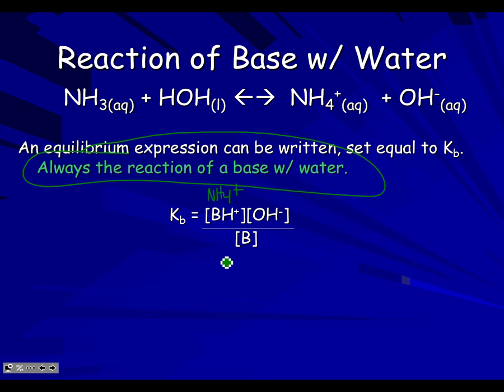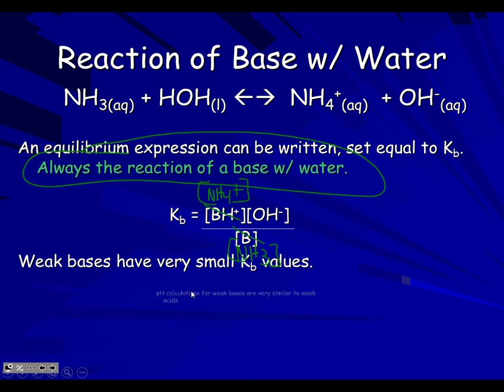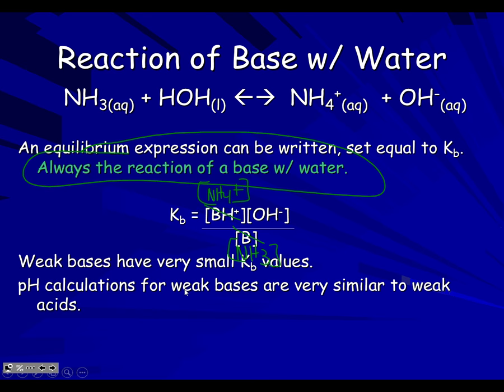Now, if we were going to rewrite this Kb expression here to make it accurate for what we did, we'd put our conjugate acid up there, and down here below we'd have our NH3. Notice this is a Kb instead of a Ka. It's for the base dissociation constant instead of the acid dissociation constant. These problems essentially work exactly what we did before. Weak bases have very small Kb values.